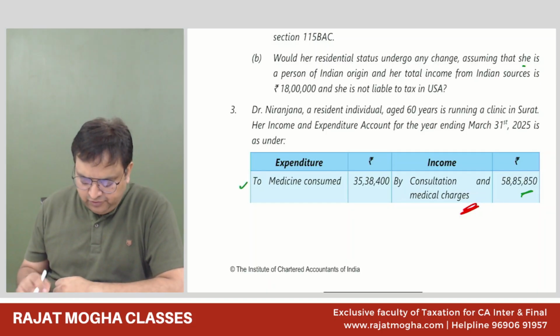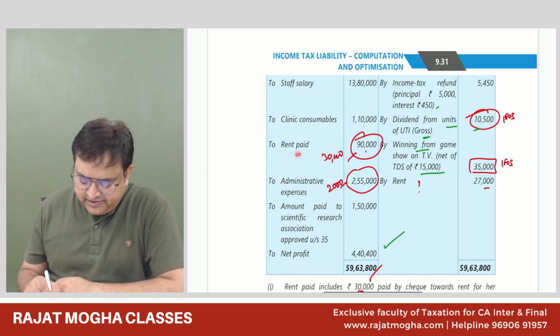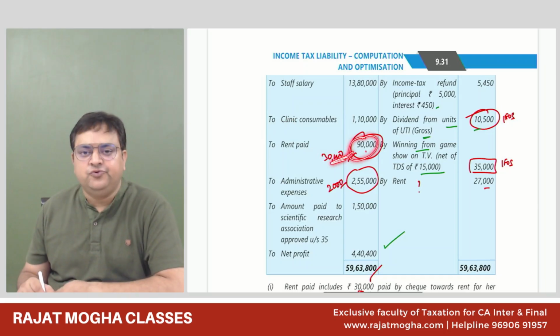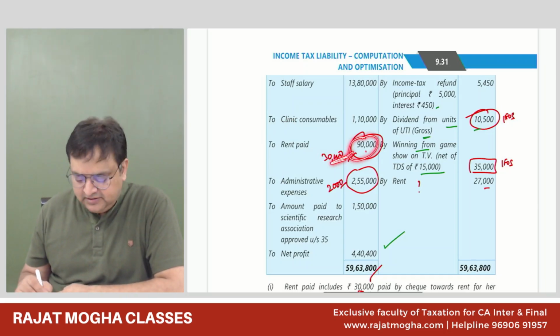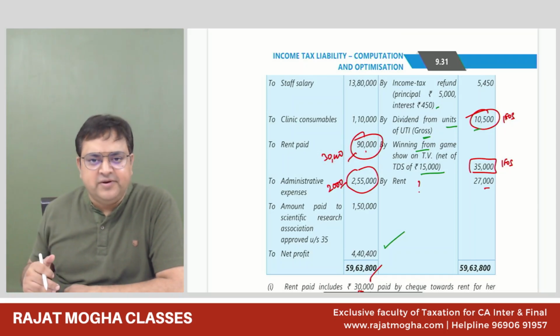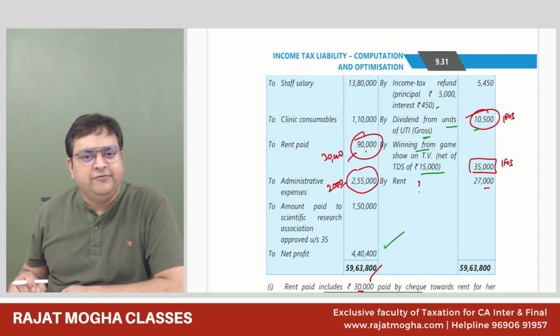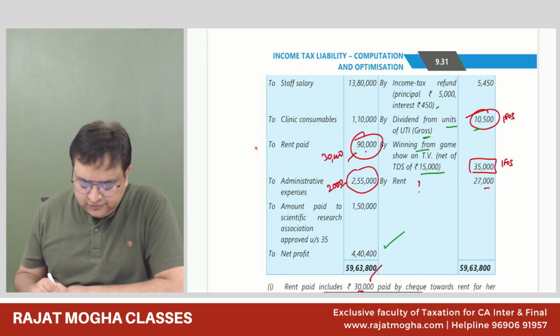So medical consumed, we are okay. Staff salary, we are okay. Clinic consumables, we are okay. Rent paid, I understand that out of this 90,000, 30,000 relates to my personal expense. So we can disallow this. If you want to disallow it right away, you can do it. Otherwise, if you want to disallow with the information step, we can do with the information step. So let us do with the information step.